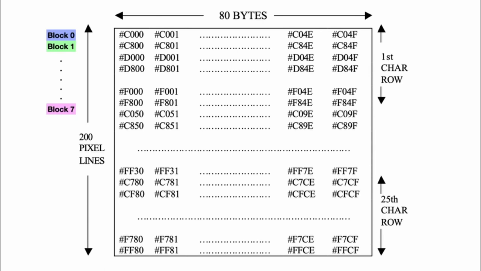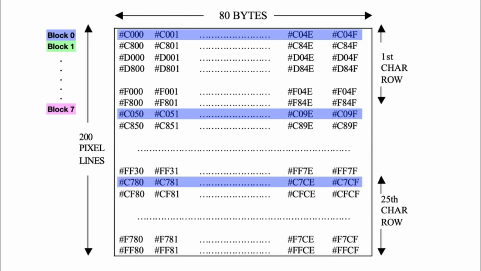Now, the screen is separated into 8 blocks. Each block is 2K's worth, but a block doesn't go down sequentially per row. The top left corner of the screen starts by default at C000, and it goes across 80 bytes, the top of the screen, to C04F. And you would think that it will go to the next row down. Well, it doesn't. It actually goes 8 rows down to C050. And then the last row, C780, goes to C7CF.